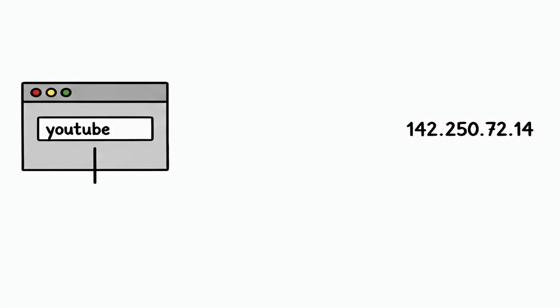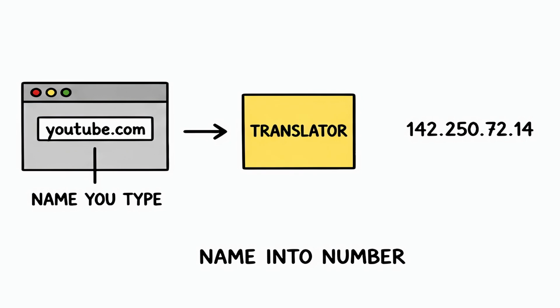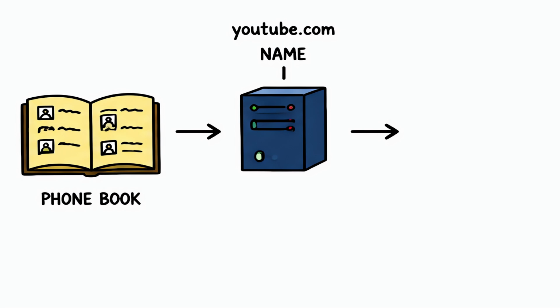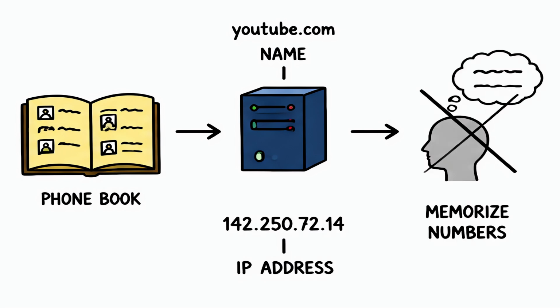But there is one problem. You do not type IP addresses into your browser. You type names like youtube.com, so something has to translate that name into the right number. That something is called DNS. DNS is basically the internet's phone book. You give it a name, like youtube.com, and it gives back the IP address of the right server. Without DNS, you would have to memorize long numbers for every site you visit.